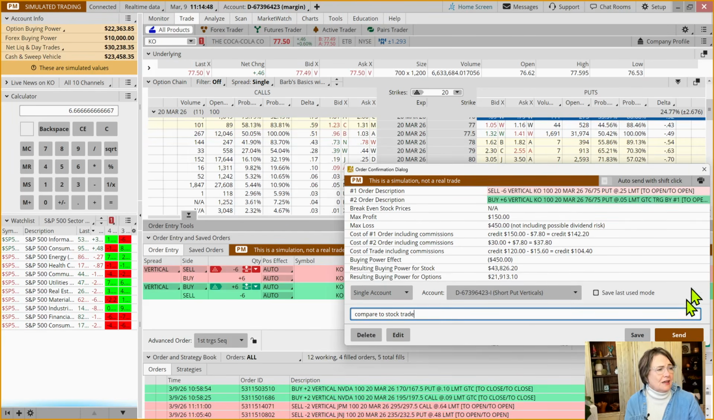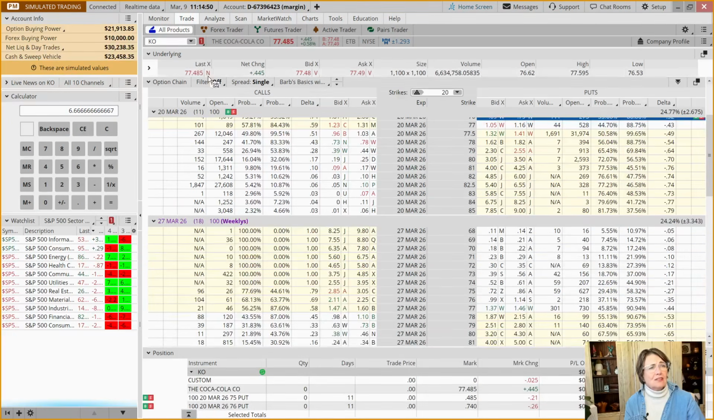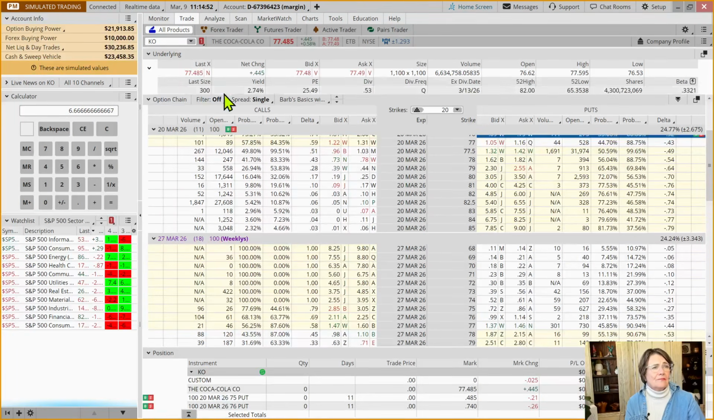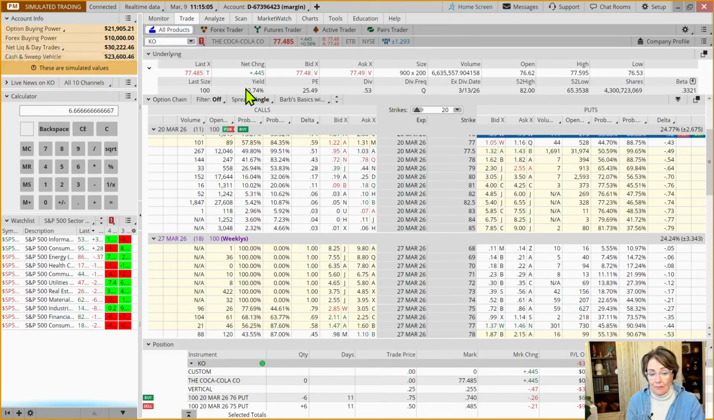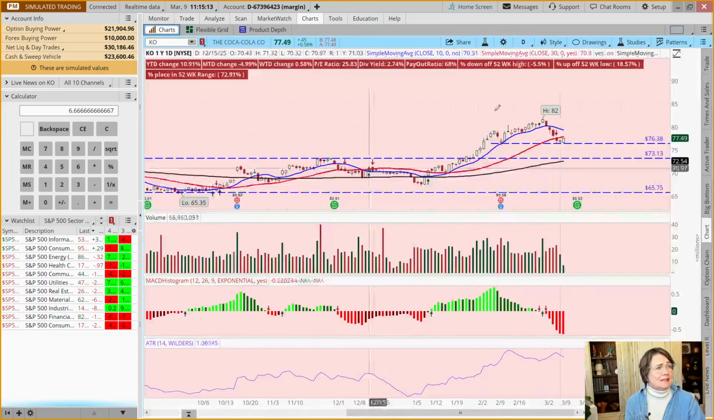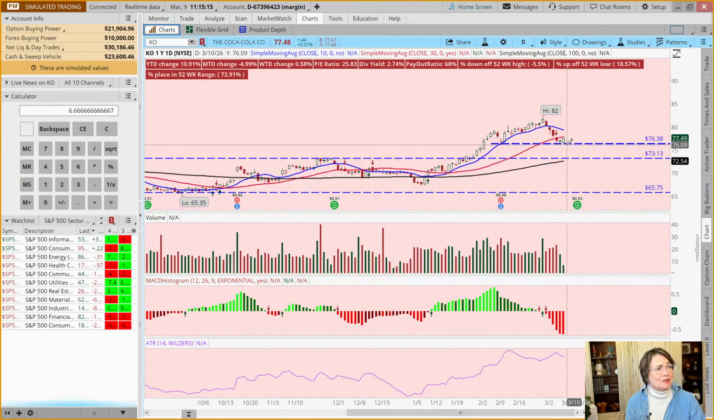Now, what's the advantage of a stock trade? Well, a stock trade, if we look at Coke, it pays a dividend of 2.74%. So if we have it for a little while, we could end up maybe getting a dividend. Now, one of the differences between paper money and a live account is that you're never paid a dividend in paper money. Also, there's no guarantee, even in a live account, that dividends will continue to be paid. But if we looked at this and we said, well, where would we put a stop?